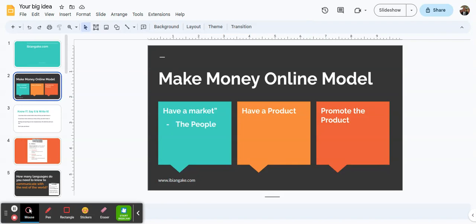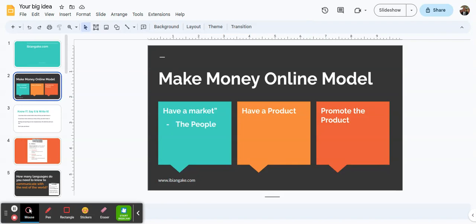Then you must have a product, right? Now the product is the solution to the people's need. The solution you have packaged to solve the need of the people. The product can come in different formats. It can come in the form of an ebook, book, online courses, post, and so many other formats. It can even be a blog post. So you must have a market, that is the people who have a problem, right?